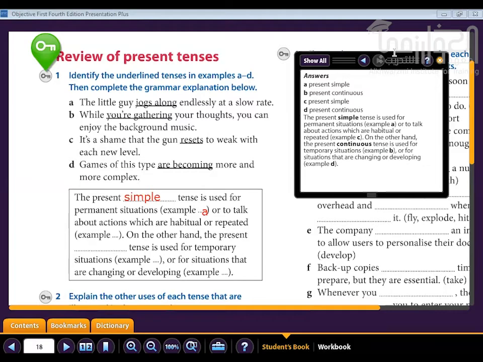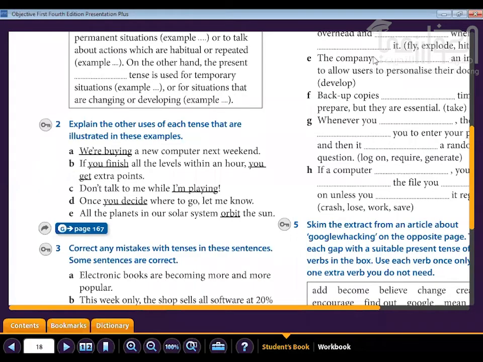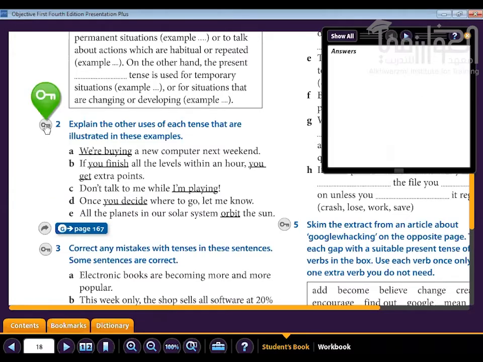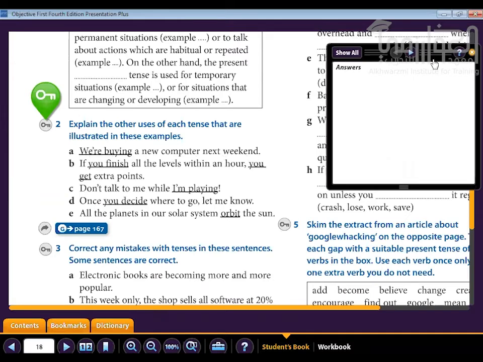Okay, so we can now look at this activity. Explain the other uses of each sentence that are illustrated in this example. So to explain how these are used. So we have the first one. We're buying a new computer next weekend. We're buying, you can see this is the present continuous, but here it is next weekend. So we are using it for the future, and you can see the answer here.